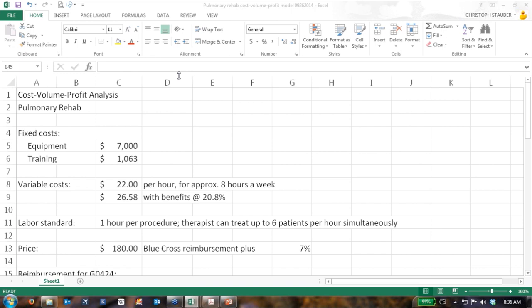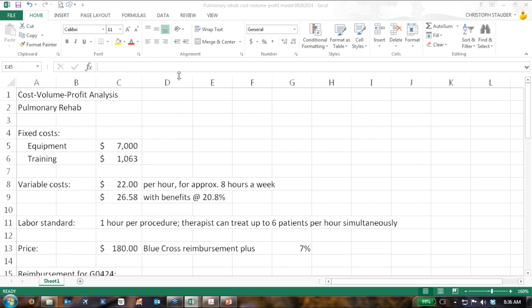So I said, I need some information from you. First of all, I need to know what your fixed costs are. So she gave me a list of the equipment she needs, and we're including in there a week's worth of training as an upfront fixed cost. And then I said, what are your variable costs going to be?